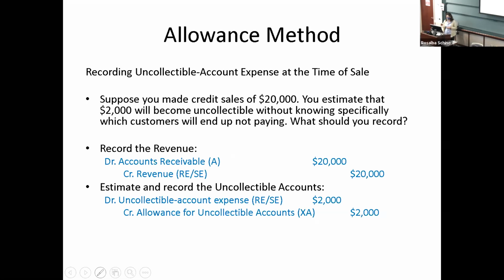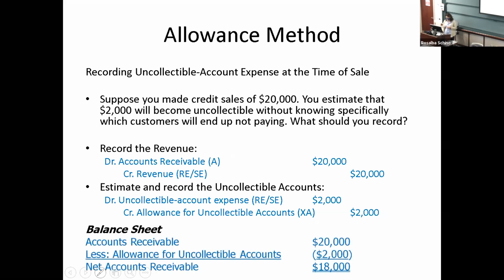So my net realizable value of the receivable will be $18,000, which is the $20,000 minus the allowance for uncollectible accounts. Right there, that's how it's going to look in the balance sheet.